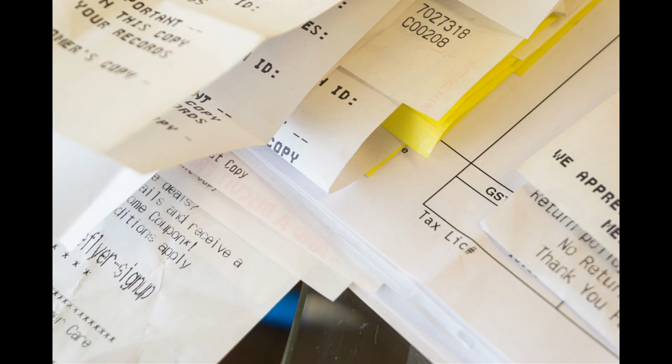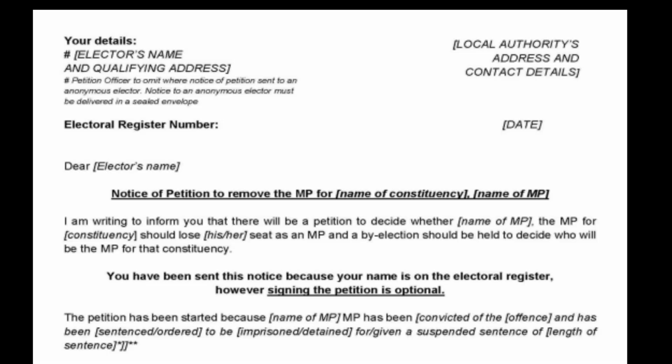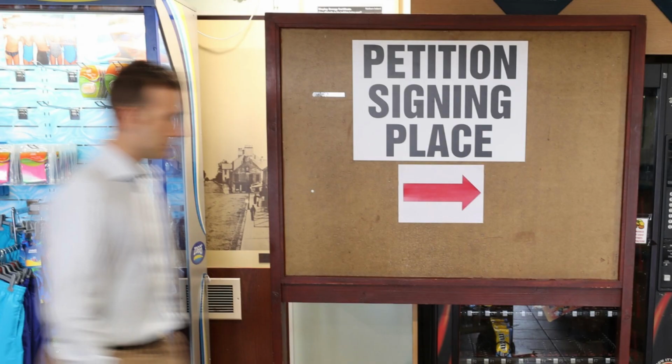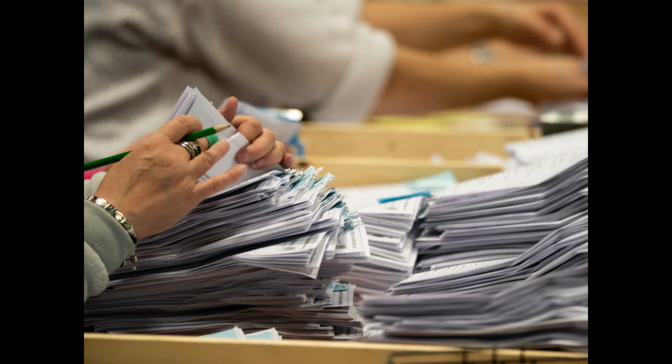Once one of those 3 triggers is activated, the Speaker informs the petitions officer for the MP's constituency, usually the returning officer who runs local elections. They then have 10 working days to open the petition. The petition runs for 6 weeks. Voters can sign in person at up to 10 designated signing locations, similar to polling stations, or apply to sign by post or proxy. There's no running tally during the 6 weeks. Nobody knows if the threshold has been met until the petition closes and the count takes place.